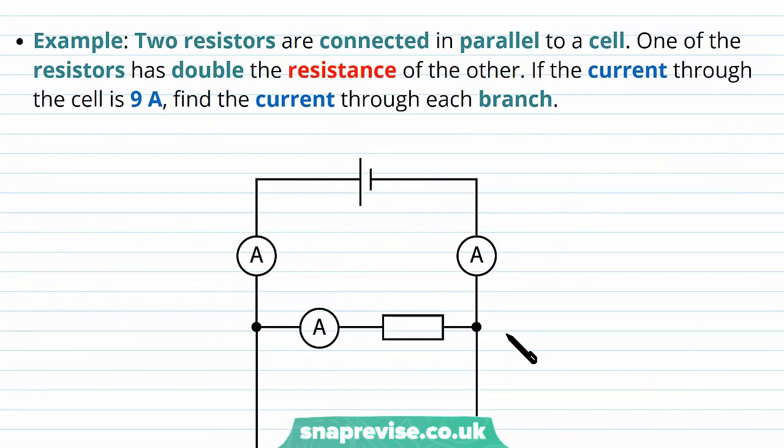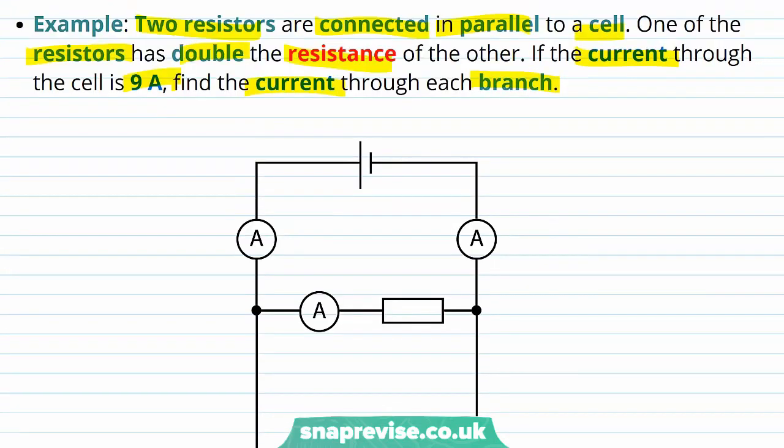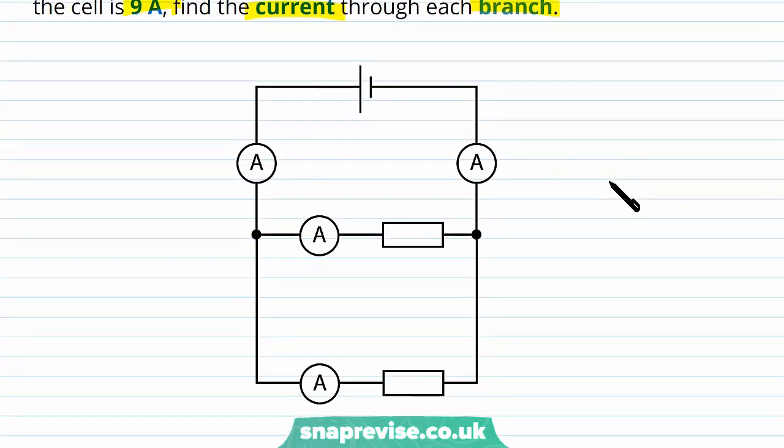So let's apply these ideas to an example. Two resistors are connected in parallel to a cell. One of the resistors has double the resistance of the other. If the current through the cell is 9 amps, find the current through each branch. So we've been told that we've got two resistors here, and one resistor has double the resistance of the other. So if we say the resistance for this resistor is R, the resistance of this other resistor is 2R.